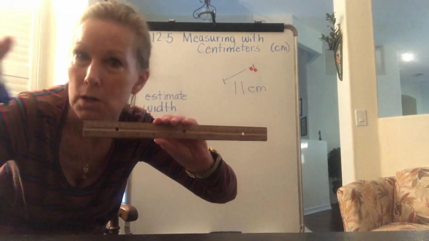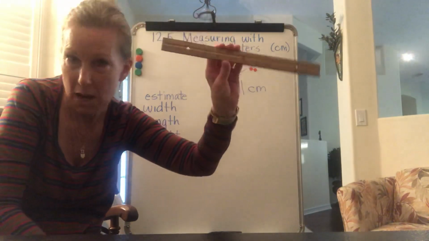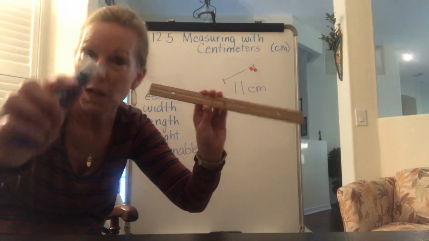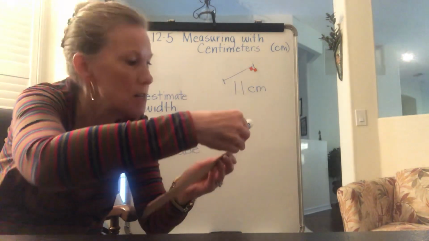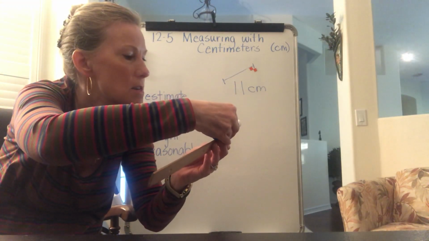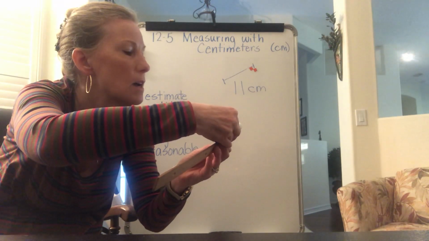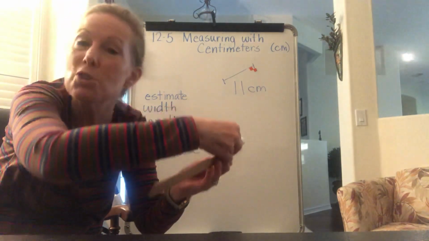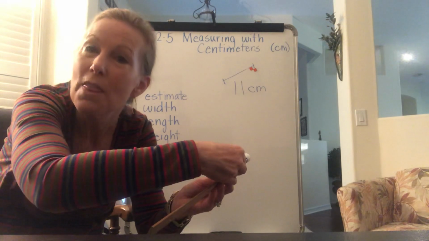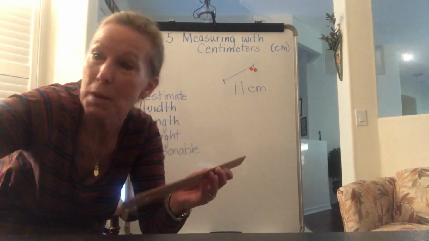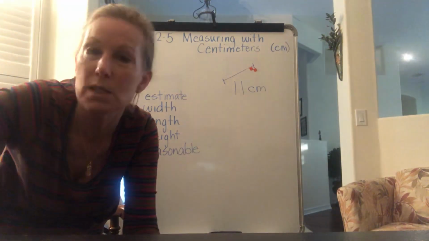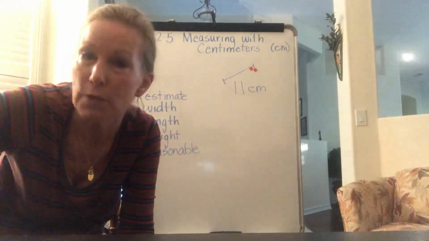So I would write in my book 11, and then I'm going to actually take my ruler, lay my marker down, and measure it, and see how good I did. And I was close. The real measurement is 12 centimeters. So did I make a good or a reasonable estimate? Yes, I did. I was very close.